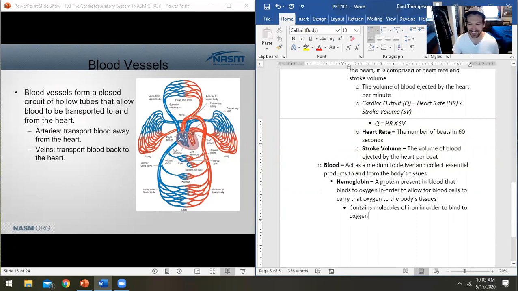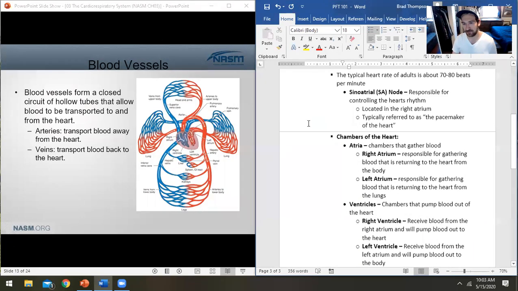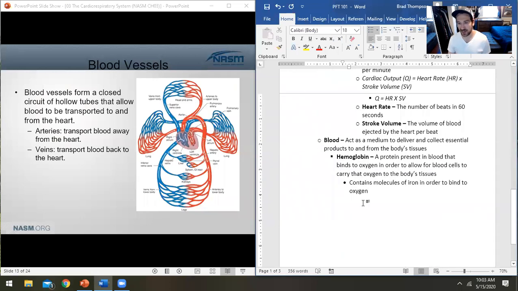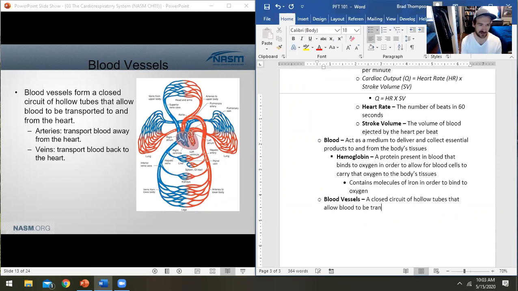So, all right, we've covered the heart, right? We've covered blood. Now let's take a look at blood vessels. This is the last part of our cardiovascular system. So blood vessels are a closed circuit of hollow tubes that allow blood to be transported to and from the heart.